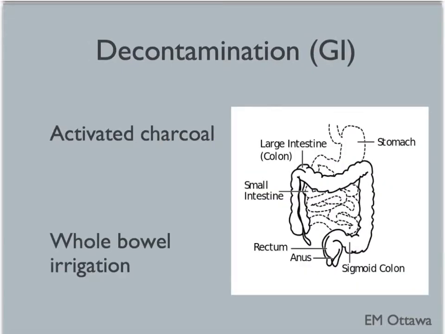What if the toxin is already ingested? The two main methods to remove it from the GI tract are activated charcoal and whole bowel irrigation. Activated charcoal can be given for an ingestion that presents within the first 1 to 2 hours, while the toxin is still in the stomach. The toxin binds to the charcoal and is then excreted.